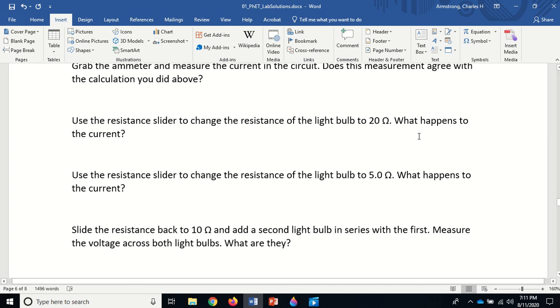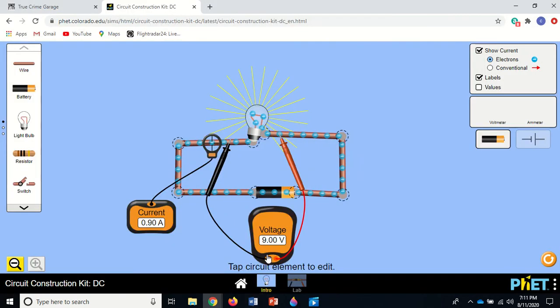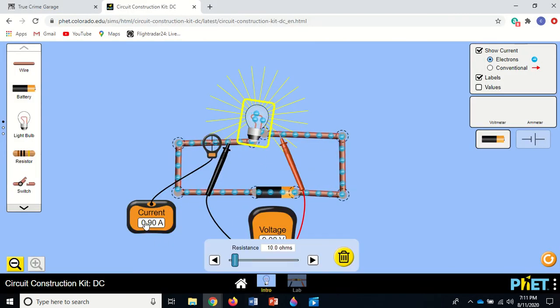Use the resistance slider to change the resistance of the bulb to 20 ohms. So we'll come over here and use this and watch what happens to the current. We'll go from 10 ohms to right around 20 ohms. Let's see if I can get it exactly 20. We were at 0.9, now we're down to 0.45, exactly half. So our current was cut in half when we doubled the resistance. The next thing it's going to ask you to do is change the resistance to 5 ohms.